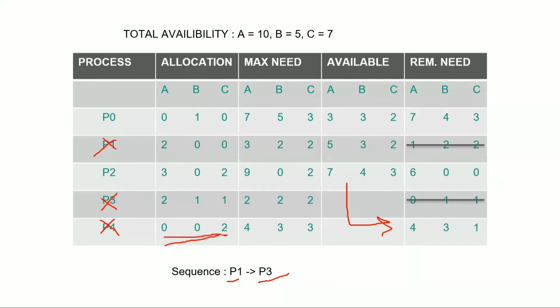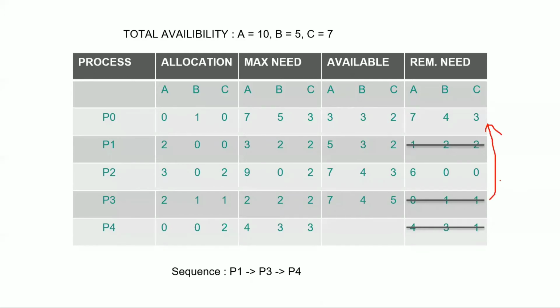So these 2 instances of C will be added to our available block. The scenario is P4 is done, P3 is done, P1 is done, and we have their available resources. Okay, so this is the scenario. I added 2 to this C. Now we have 7 instances of A, 4 instances of B, and 5 instances of C. Okay, now we'll go back to our P0.